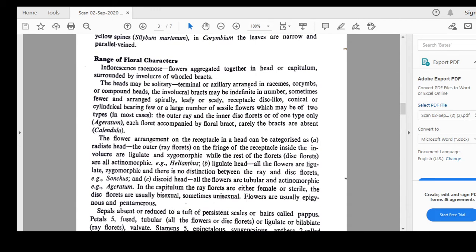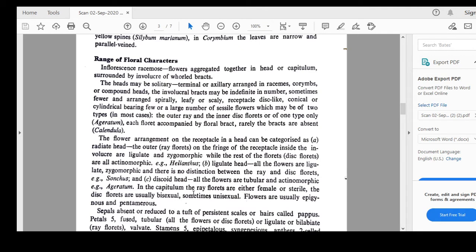And B, ligulate head. All the flowers are ligulate, zygomorphic, and there is no distinction between the ray and disc florets. Example, Sonchus. And C, discoid head. All the flowers are tubular and actinomorphic. Example, ageratum. So, when all the flowers are of the same type, the head is called discoid head, and the first is the radiate head.